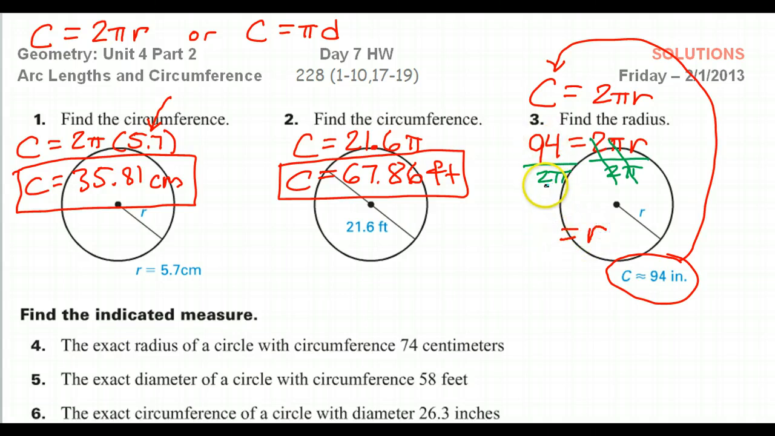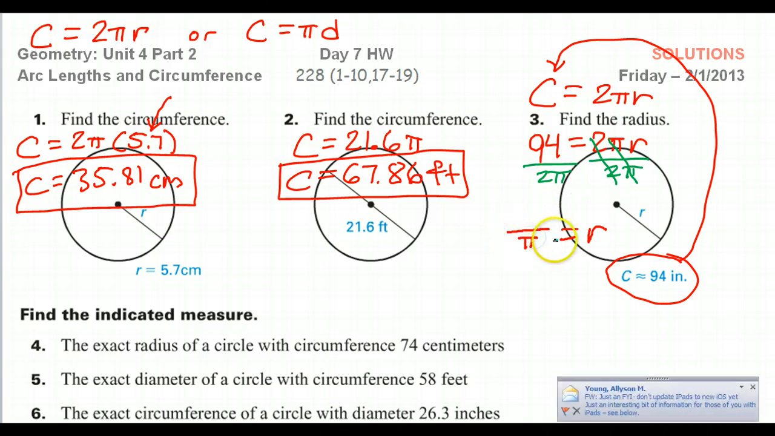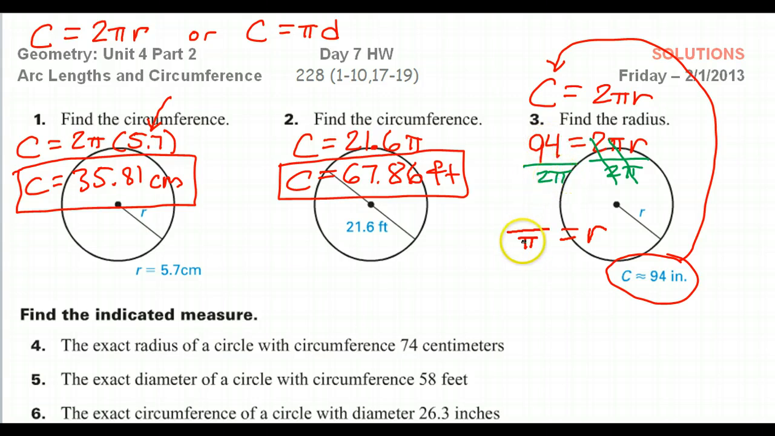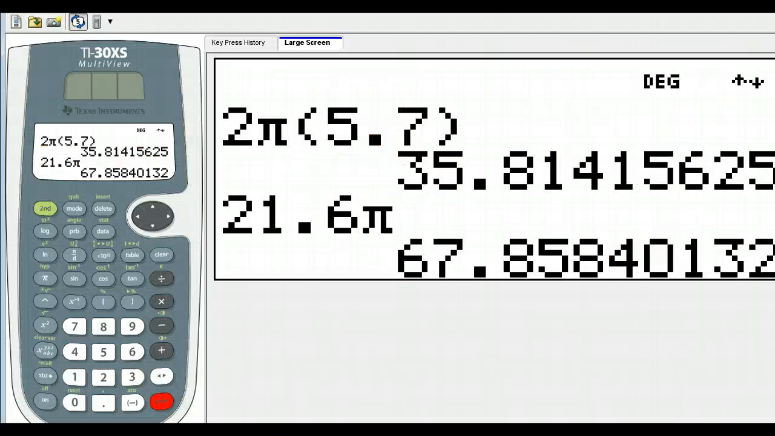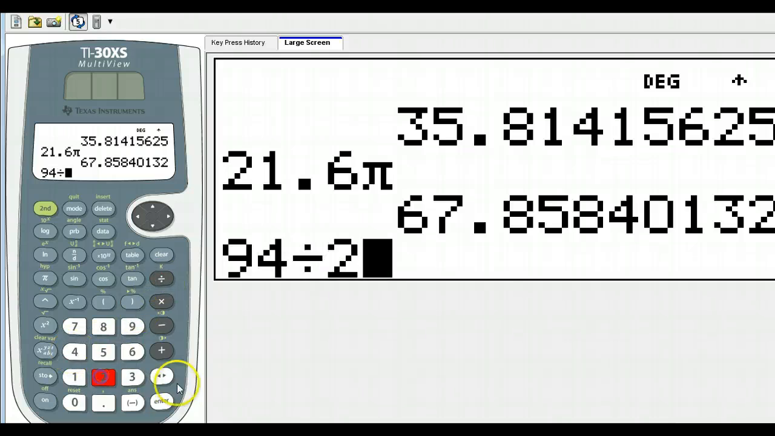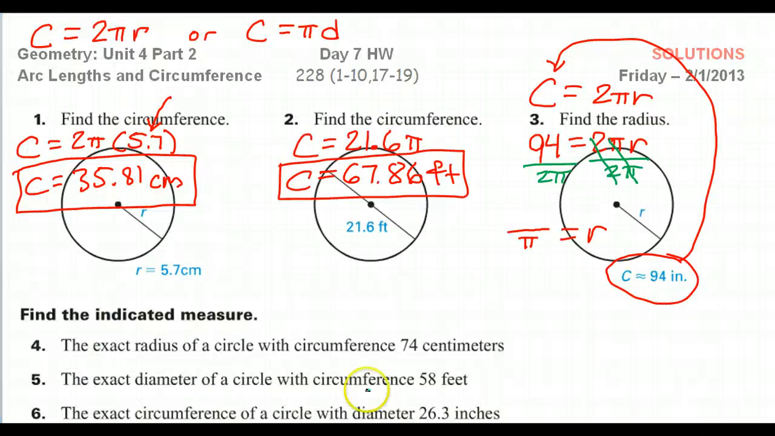I'm going to put this in my calculator. This time I don't have decimals at first, so I'm going to start out with an exact answer. See how the pi is in the denominator? The pi is going to stay in the denominator. I'm just going to do the 94 divided by 2 part. 94 divided by 2, of course, is 47. So this is going to be 47 over pi inches. This would be the exact answer.